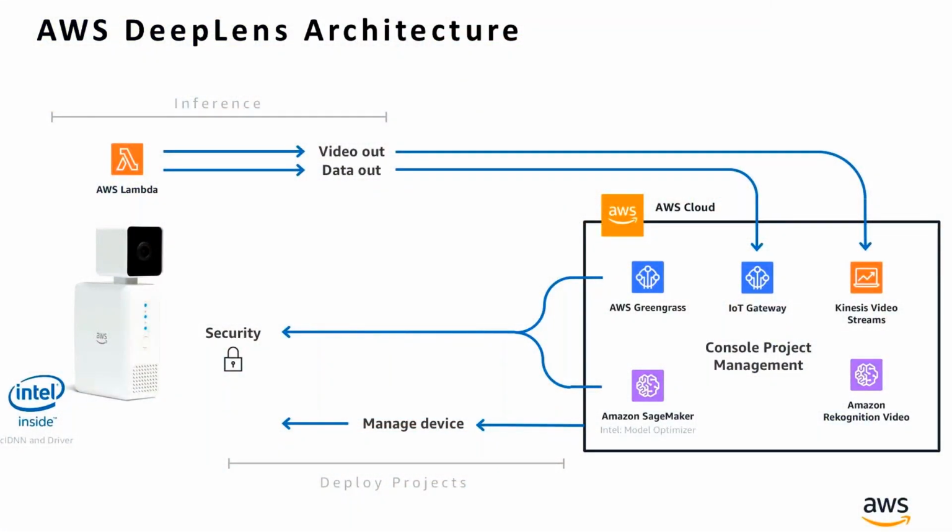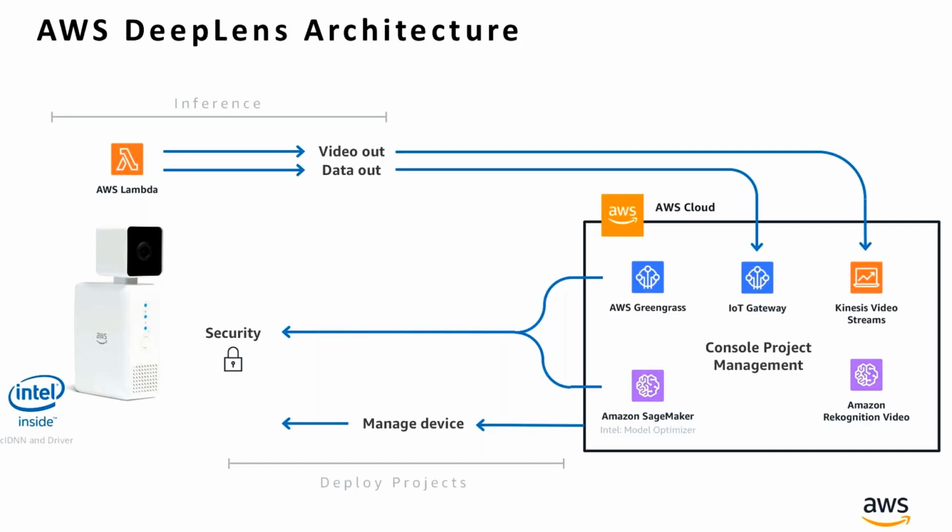And there are two types of outputs that we're able to observe coming from these inference lambdas back into the cloud. The first is video output, which we're able to actually view in the dashboard using Kinesis video streams. The second is data in the form of messages that we're publishing to an IoT topic that you can see in your IoT gateway using the IoT topic and MQTT protocol.